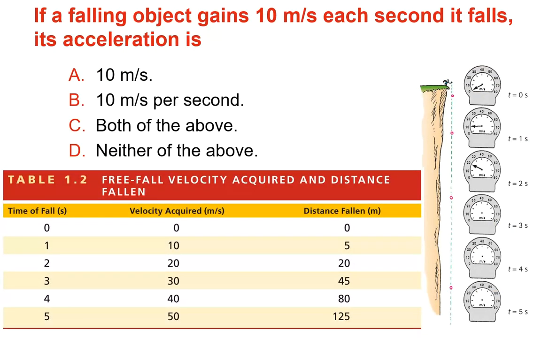So we had this clicker. So I'm not asking you to answer the question now. If a falling object gains 10 meters per second each second, what do we call this 10 meters per second each second? What's the name for that? Oh, 10 meters per second. Yeah, what's the name for that quantity?